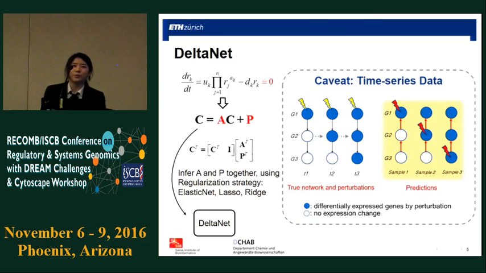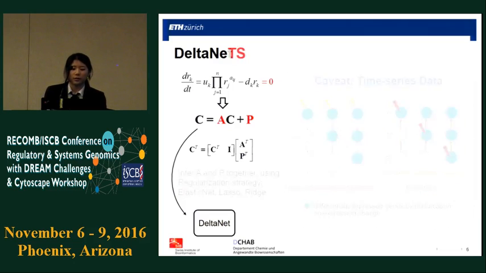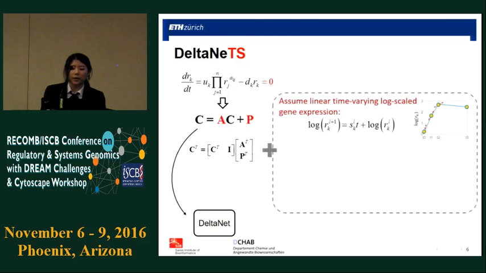Therefore, we developed a new computational method which can incorporate the dynamics of expression profiles. The new method is called DeltaNet and is extended from our previous method, DeltaNet. First, we assume the pseudo steady state of the system at each time point, and then we apply another network constraint to prevent the inference of reverse causality.